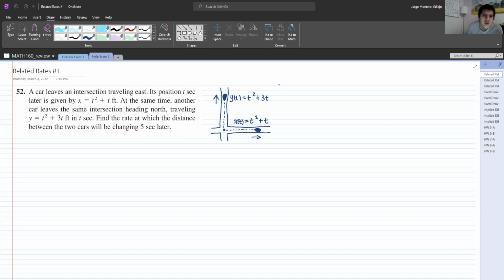Now the question says, find the rate at which the distance between the two cars will be changing 5 seconds later. So the key thing that we should notice in that last sentence is: find the rate at which the distance between the two cars will be changing. The rate at which the distance between the two cars.